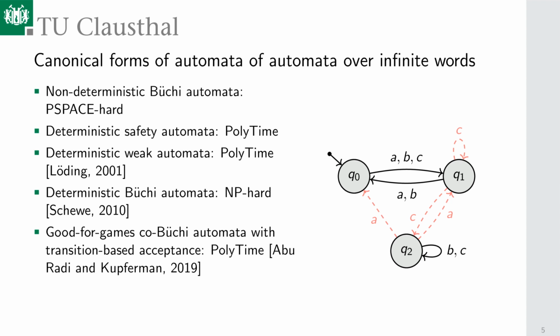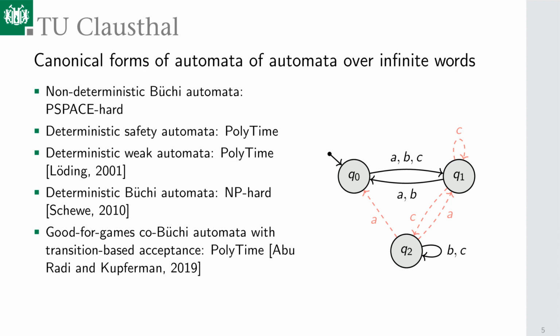This automaton is, by the way, also an example for the fact that a good for games automaton can be smaller than the smallest deterministic automaton in the co-Büchi case with transition-based acceptance. The smallest deterministic co-Büchi automaton for this language needs 4 states, but here we only have 3 states.